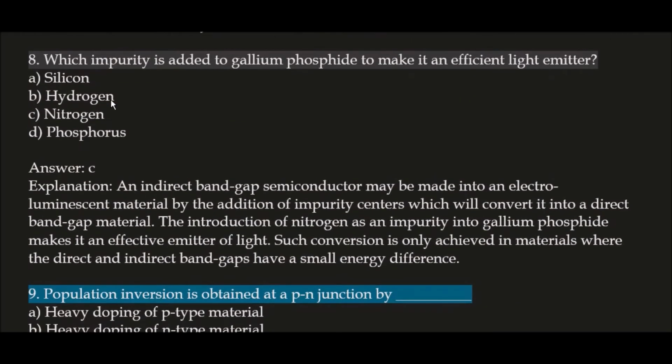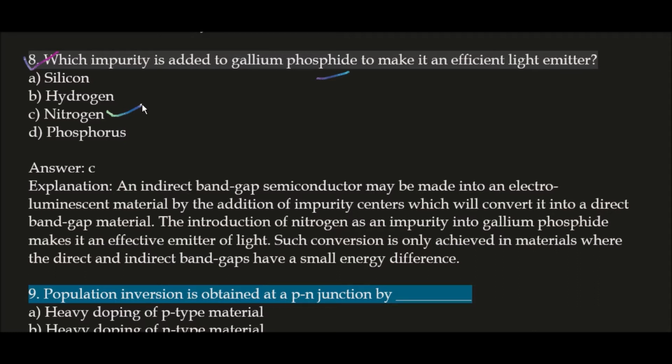Next question. Which impurity is added to gallium phosphide to make it an efficient light emitter? Here the correct answer is option C, nitrogen. An indirect band gap semiconductor may be made into an electroluminescent material by the addition of impurity centers, which will convert it into a direct band gap material. The introduction of nitrogen as an impurity into gallium phosphide makes it an effective emitter of light.